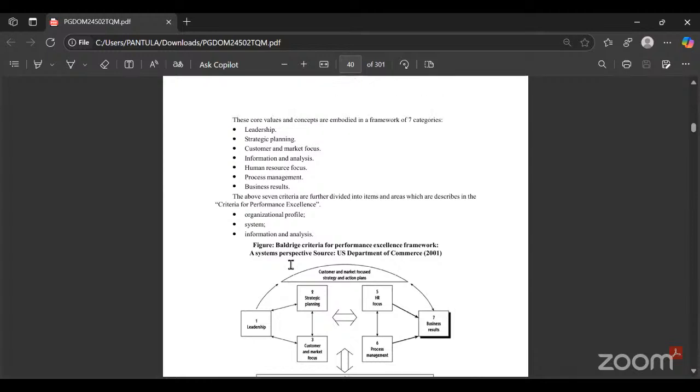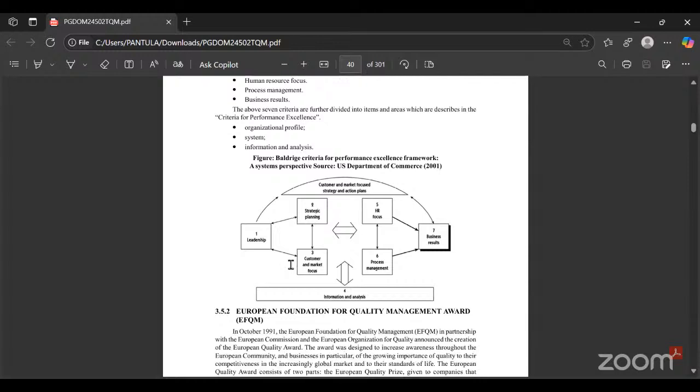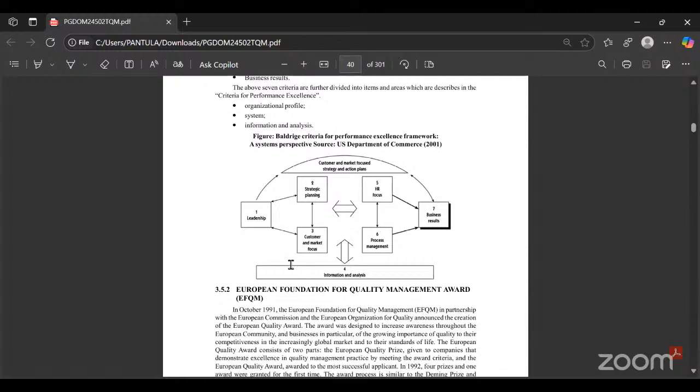These are the 7 categories they are going to give. The above 7 criteria are further divided into items, areas, to describe the organization profile, systems, information analysis. So, the Baldrige criteria for performance excellence award, a systematic approach to the prospective source of US development company.